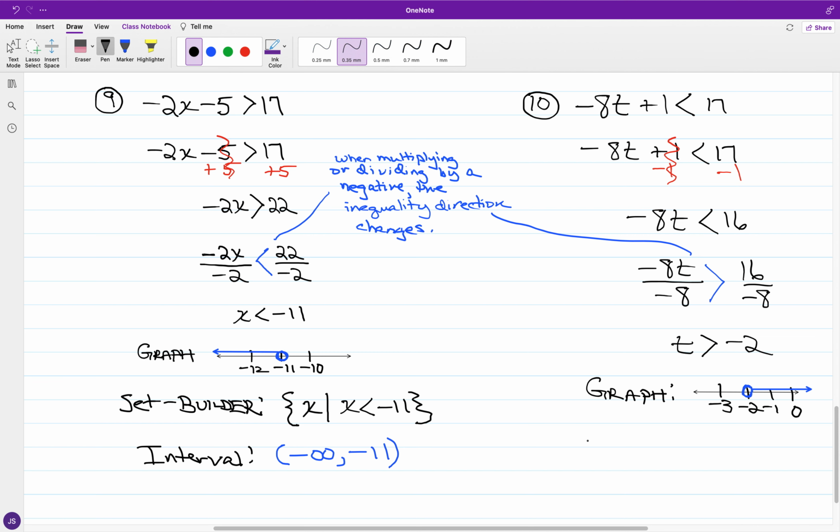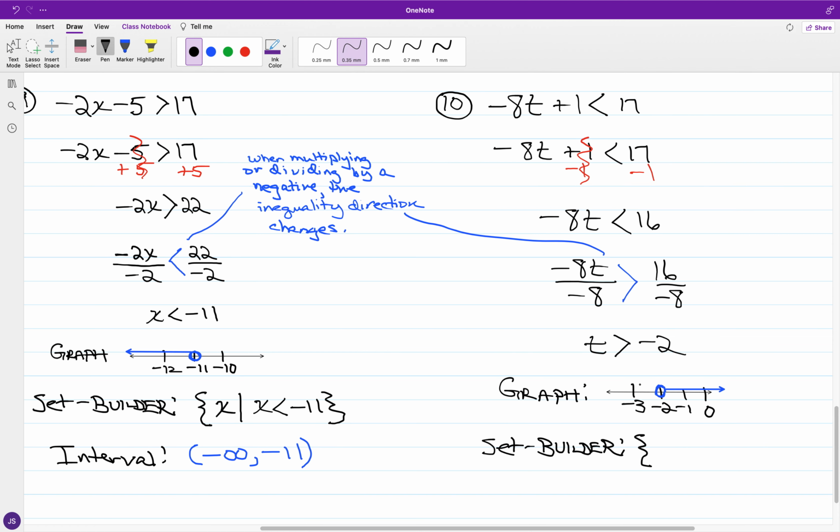And for the set builder notation, you just have the repeat of the inequality statement, and just with the braces. And again, I'm solving for t. So just like I had x vertical slash, I'm going to have t vertical slash, where you have the set of all values t such that, and then we just complete the statement where t is greater than -2.